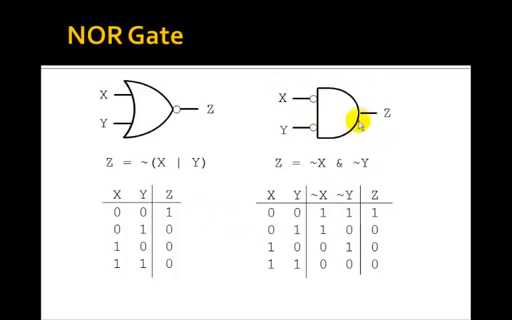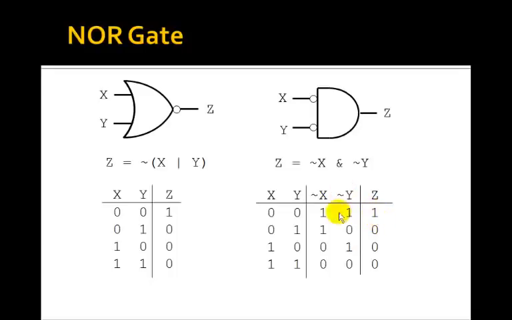But we can also make a NOR gate by drawing an AND gate and putting the bubbles on the input. To check it, just make the truth table. For the inputs X and Y being 0,0, 0,1, 1,0, 1,1: not X, the 0,0,1,1, becomes 1,1,0,0. Not Y, 0,1,0,1, becomes 1,0,1,0. And Z is now the AND of these two.